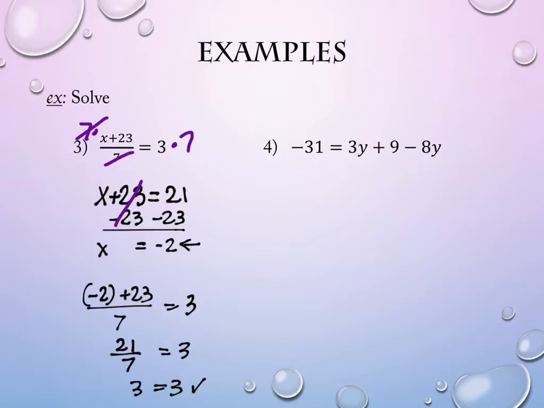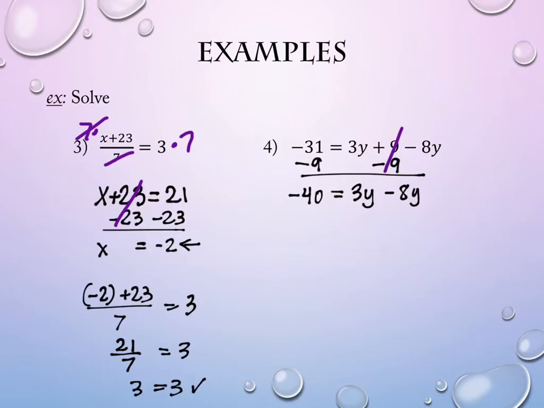Number 4 has a bit more going on. When you look at number 4, what would you like to do first? Subtract the 9. Okay, we could do that. We can subtract the 9. So I will have -31 minus 9, which is -40 on the left. And on the right, I still have the 3y and the -8y, because these two added to 0. Now what?